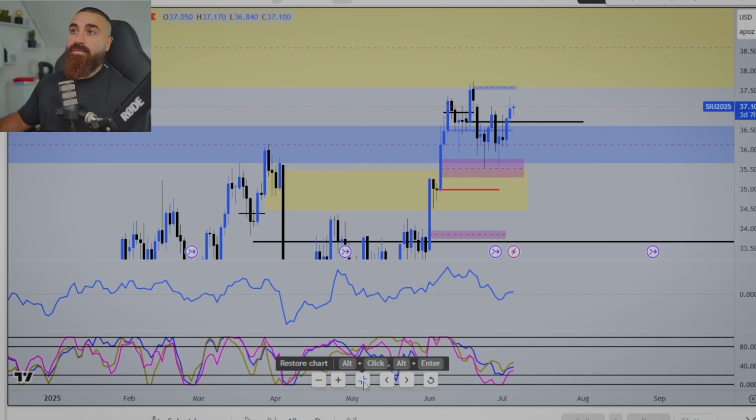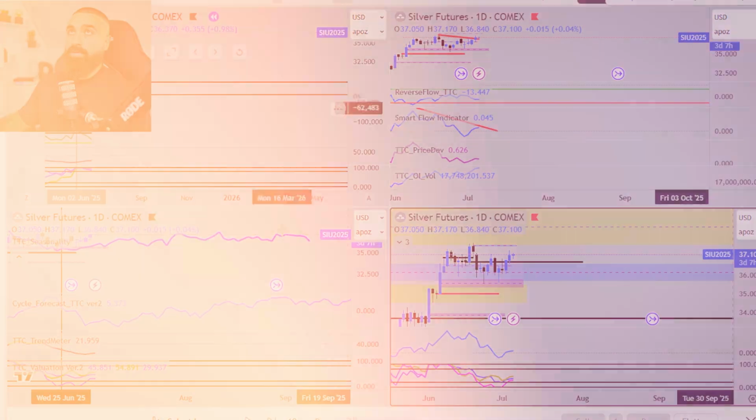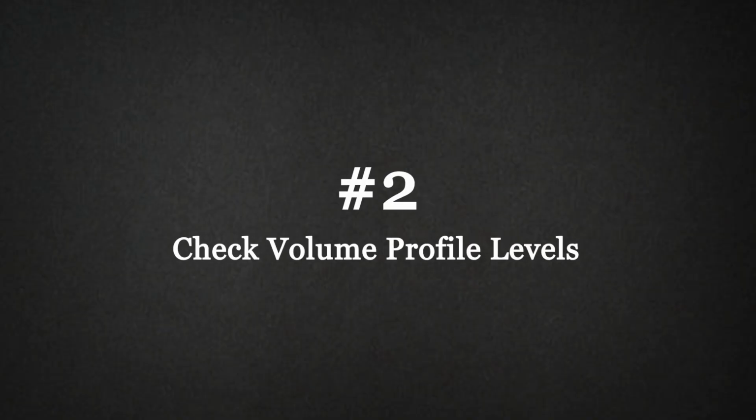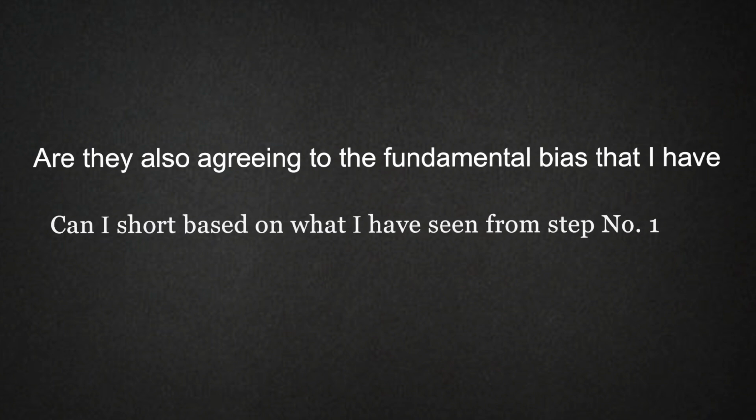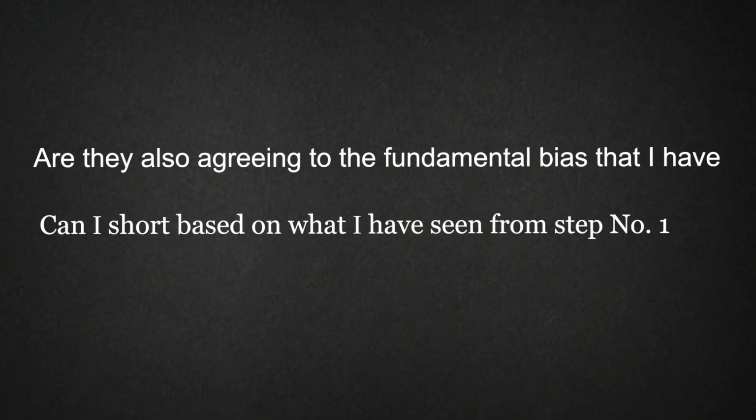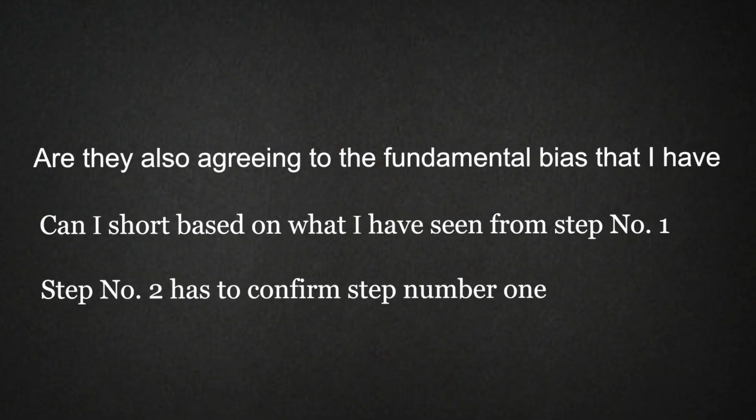And then if I want to place a trade to take it lower, this is where I'm gonna go to step number 2 and check volume profile levels. Are they also agreeing to the fundamental bias that I have? Can I short based on what I have seen from step number 1? Step number 2 has to confirm step number 1.